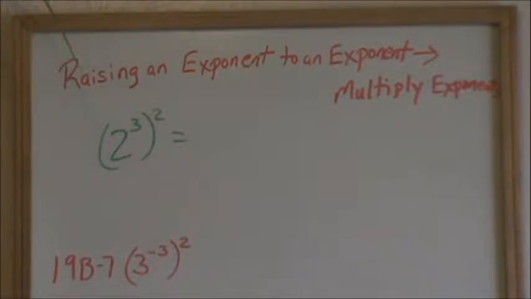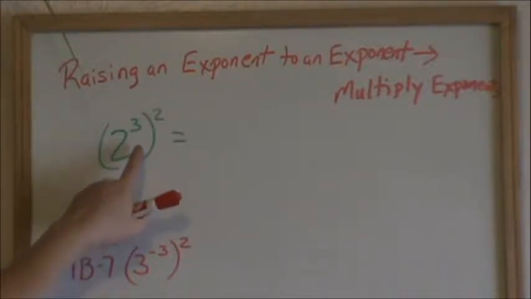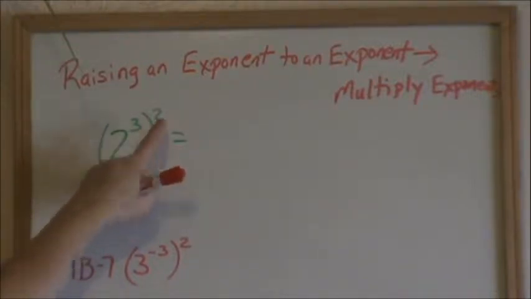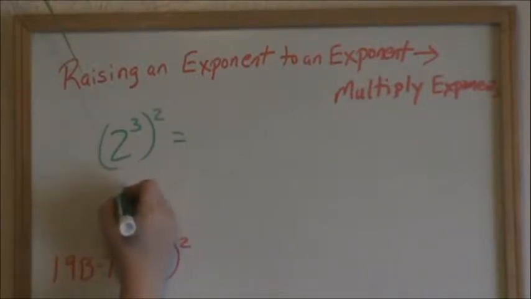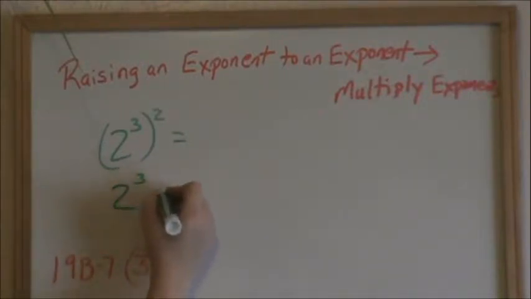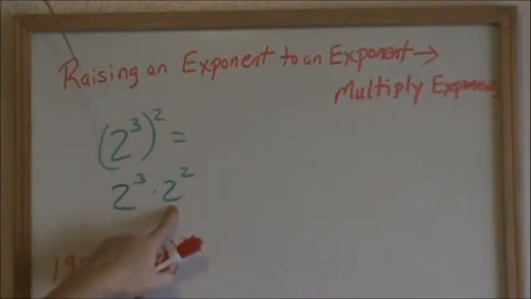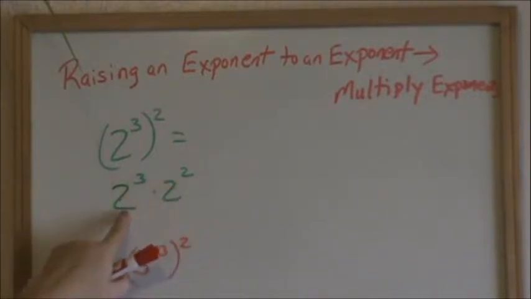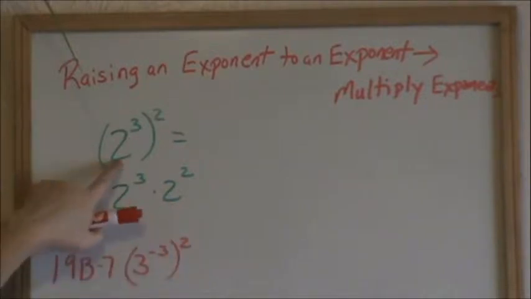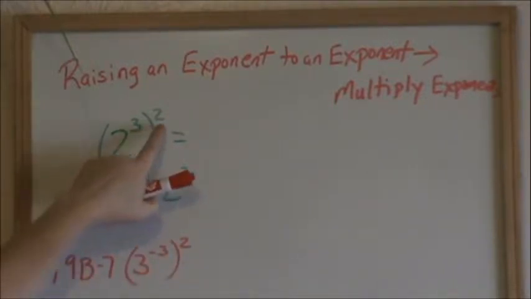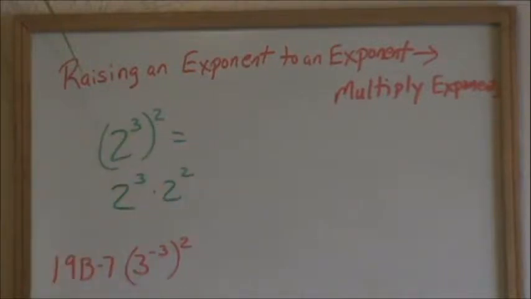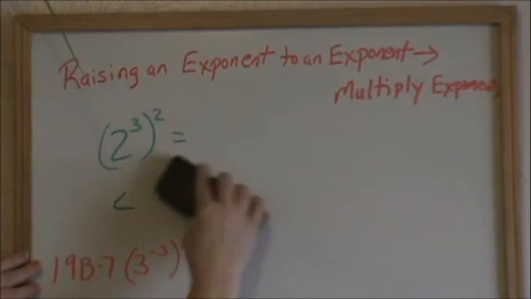We're going to do raising an exponent to an exponent. This is different than 2 cubed times 2 squared. This is the same base. You're multiplying and you add the exponents. Do you see how this looks different than this? We only have one base and then we have an exponent being raised to another exponent. Okay? That's how you'll know. That's a clue when you only have one base.